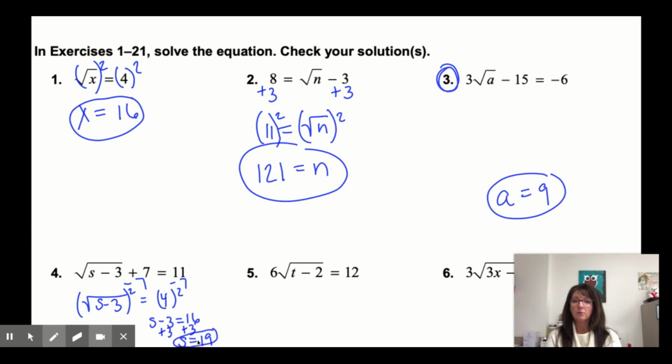And of course, because we're working with these equations, you could go back in and substitute it in. You'll have 19 minus 3, you get the 16 under the radical. When you evaluate the square root of 16, it's 4. 4 plus 7 is 11. So you can always check your work. So go ahead and give number 5 a try. Hopefully you got t is equal to 6.